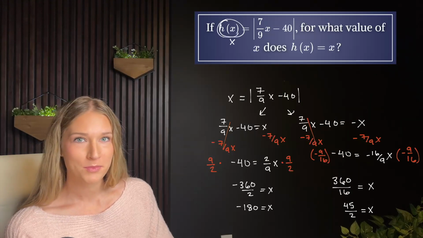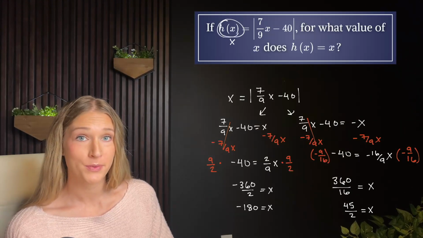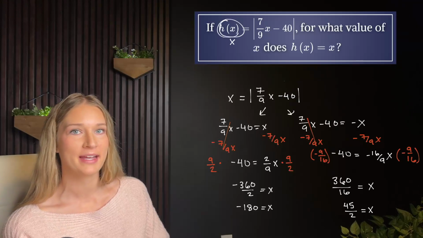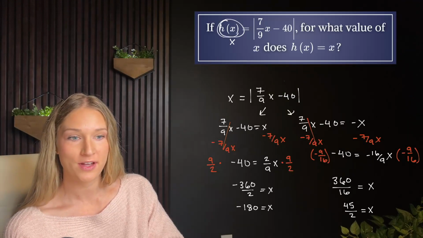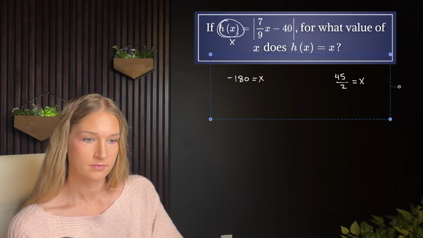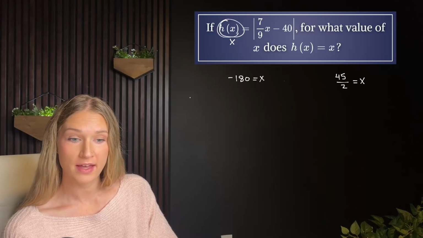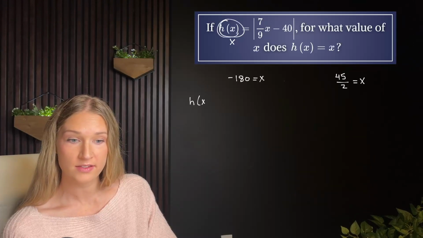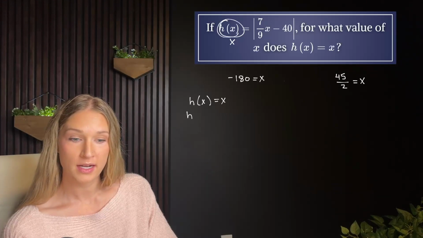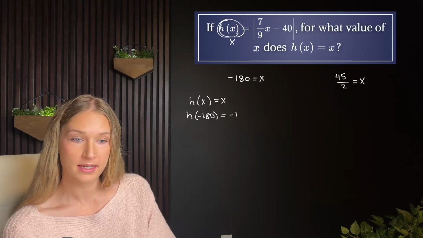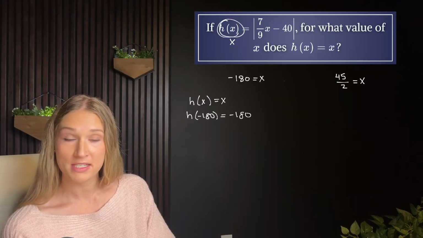Now we do have some domain restrictions here. We do need to be careful with our values of x, so let's go back and check these. Let me erase what I've got and we'll do a quick check. So we're looking for the value of x that allows h of x to equal x. So when I put in a negative 180, I should be getting out negative 180. So let me see if that's what I get.